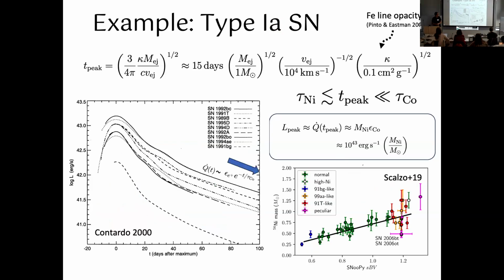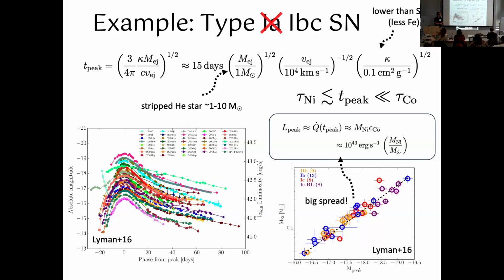But the same physics of 1As can also be applied to the other type 1 supernovae. The main difference is that the ejecta mass is higher because we're blowing up a stripped star, so a helium core of order a few to 10 solar masses. But there's less iron in the ejecta typically, so the opacity of lines is a little bit less here. The two effects kind of cancel out, and you get similar rise times for the type 1bc supernovae. So you can again apply this formula to predict the peak luminosity.